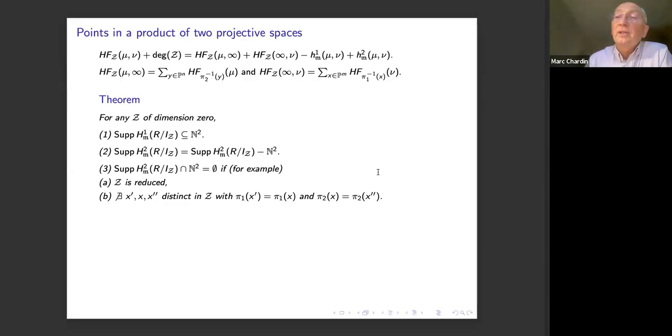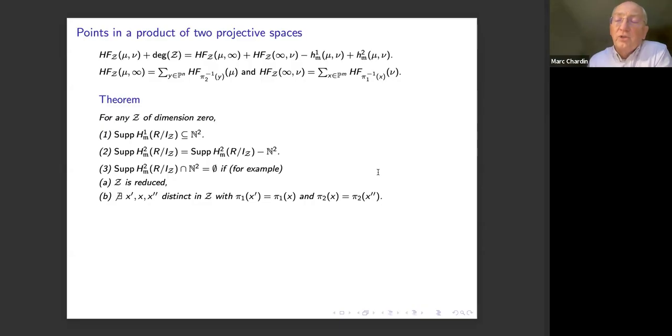So if you have no triplet of points, so that one projects the same way as the second on the second projection, and the same projection as the first one on the first. If you don't have a triplet like this, then you know that H2M of R minus Z do not intersect. So they are distinct in this case.